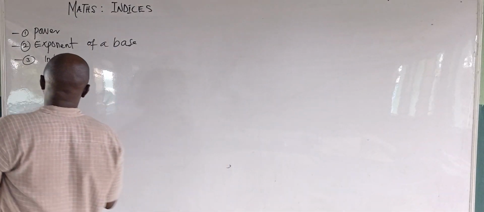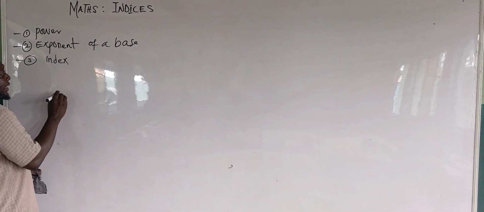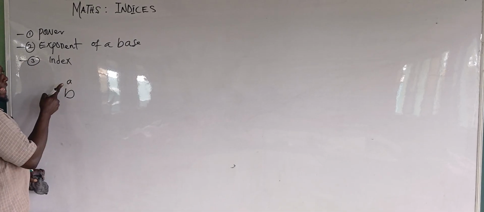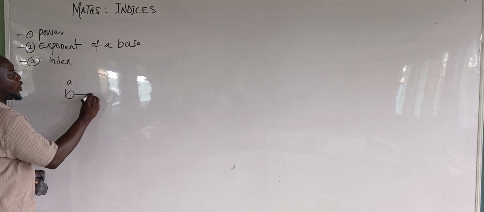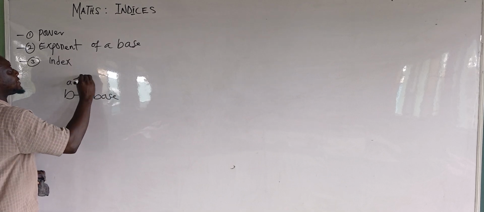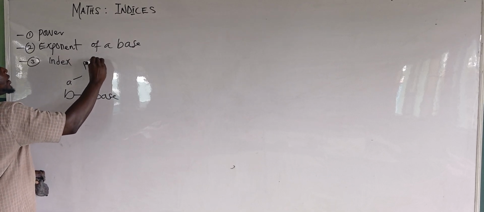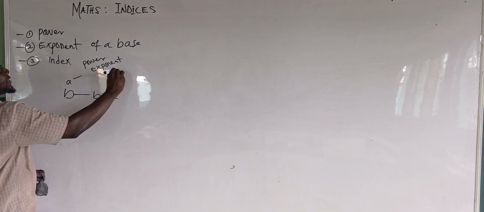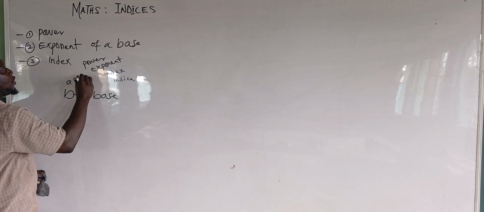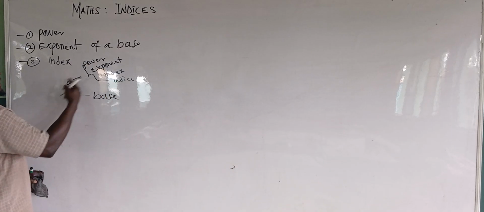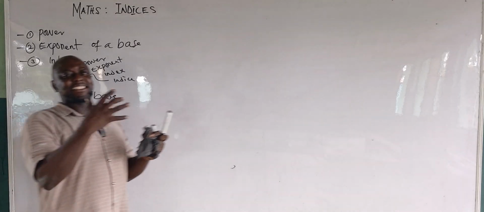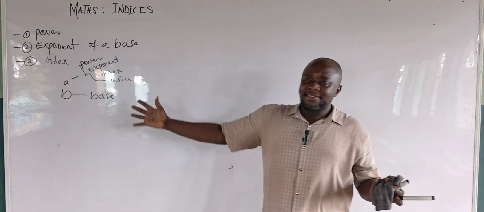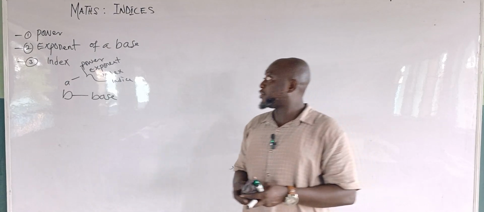So what do we mean? If I have an unknown like this, then raised to a power like this, this becomes the base, while this becomes the power or exponent or index or the indices itself. So you can interchangeably use them, power, index, indices, or exponent. So this is the concept of what we are trying to say.